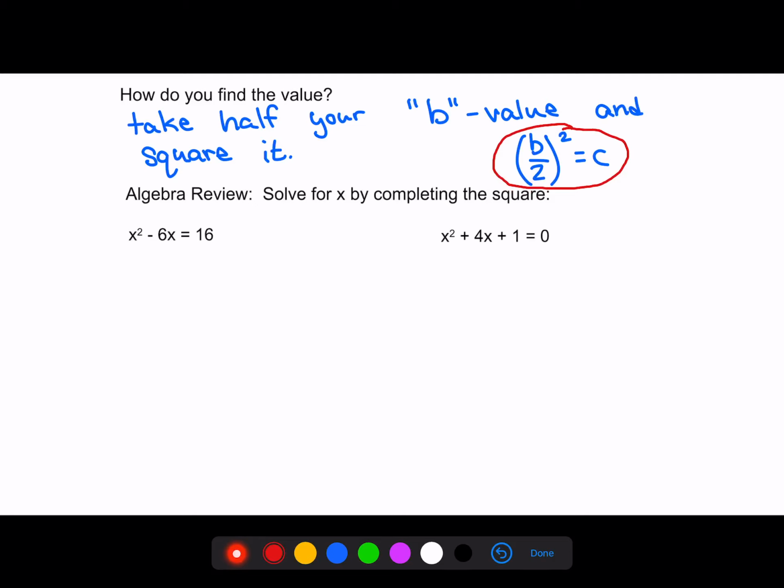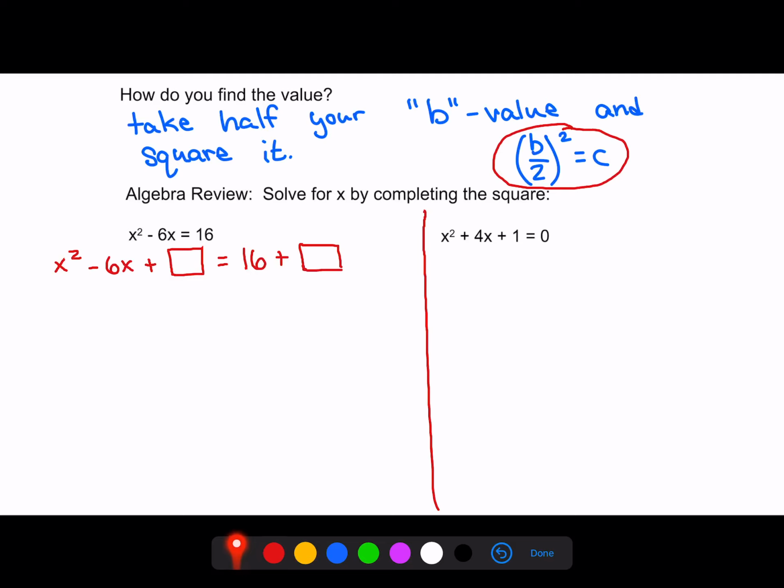So, algebra review. Solve for x by completing the square. So let's go ahead and do this. First off, this is how I go through these things. I write out my equation once again. However, I notice here we're not having our c value shown. So I'm going to leave a blank space for our c value. So I have x squared minus 6x plus blank equals 16 plus blank.